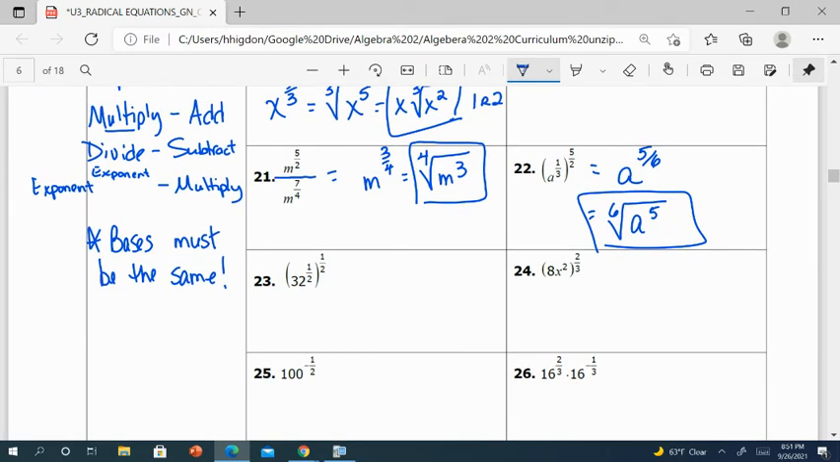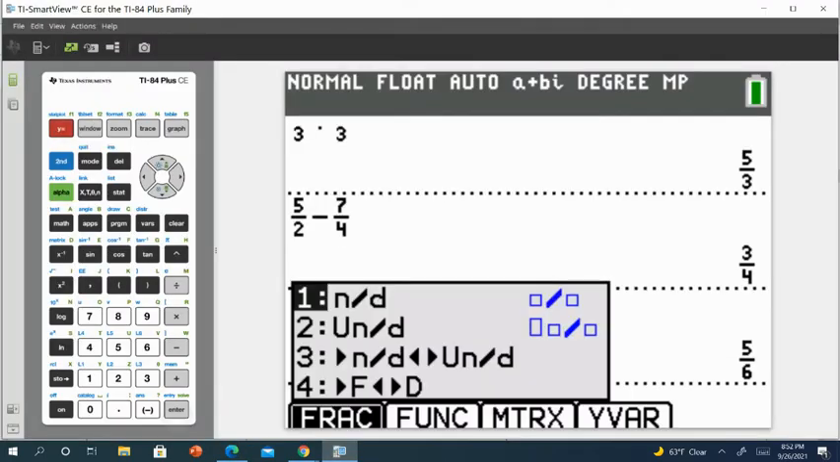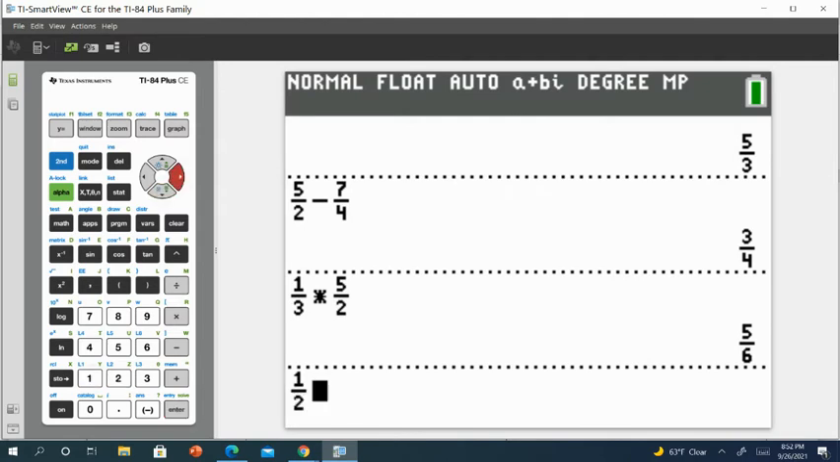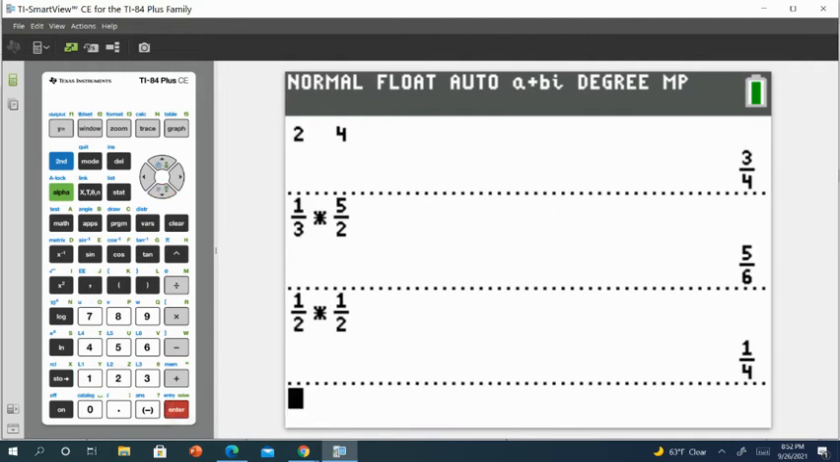Let's look at number 23. The reason why I want to look at number 23 is because on number 23, my base is just a number, and sometimes it can be a little confusing for students. Your base is the 32, but the exponent is a 1/2, and that's being raised to the 1/2 power. So going back to these rules, exponent raised to an exponent, we're going to multiply the exponents, but the base stays the base. So 32 is going to be raised to the 1/2 times 1/2. So 1/2 times 1/2 gives us 1/4.